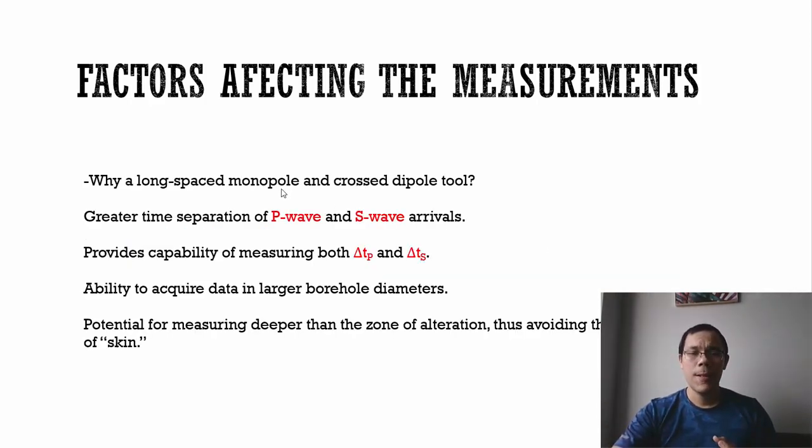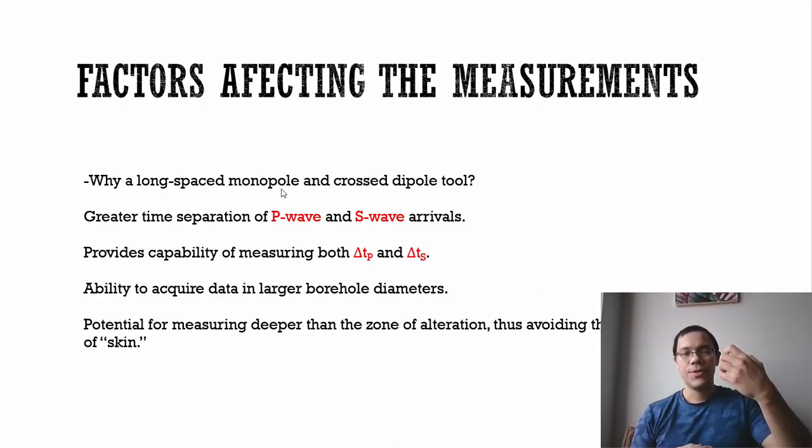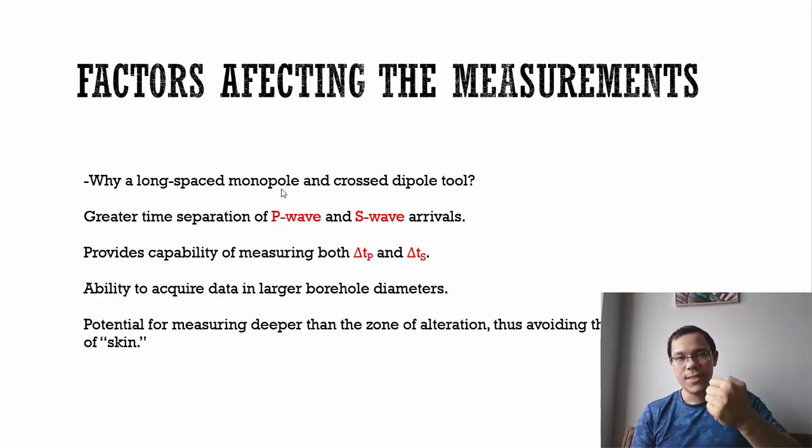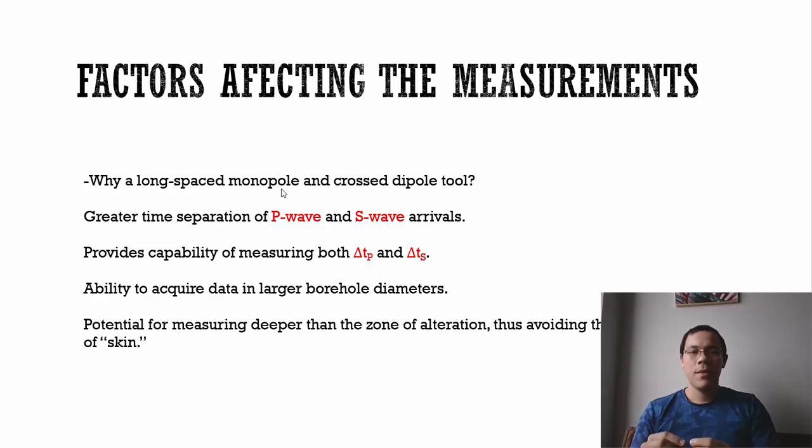Why a long space monopole? Well, because when there's a distance between the transmitter and the receiver, the bigger this distance is better because the wave will have the chance to travel deeper into the formation. If the distance between the transmitter and the receiver is really short, the path of that wave from transmitter to receiver might be able just to read borehole fluid or not go that deep into the formation and might just give you reading from the skin. The skin refers to the microfractures created by the drill bit when it's drilling the borehole.